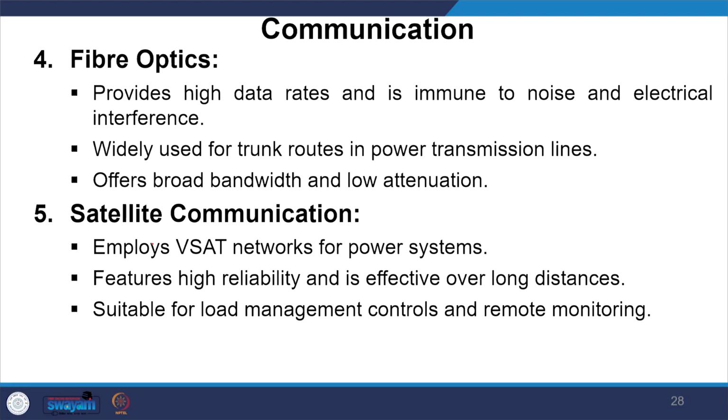And also we can think of fiber optics as one of the power communication carriers, which provides high data rates and is immune to noise and electrical interference. Widely used for trunk routes in power transmission lines, it offers broad bandwidth and low attenuation. We also use satellite communication, which employs VSAT networks for power systems, features high reliability and is effective over long distances, suitable for load management, control and remote monitoring.